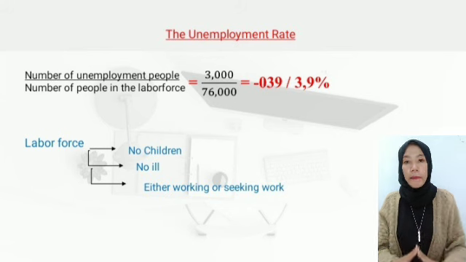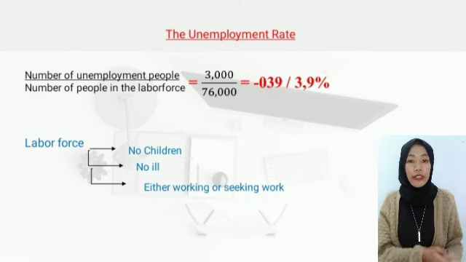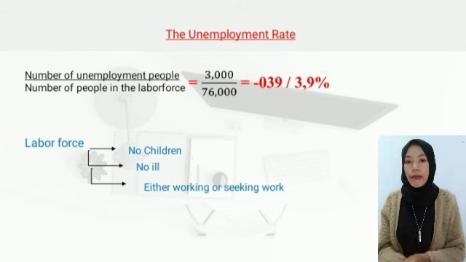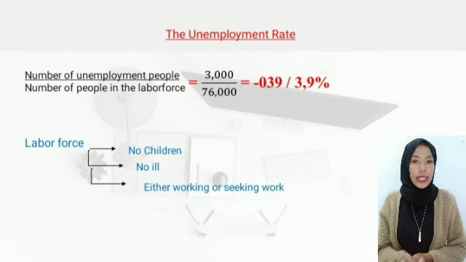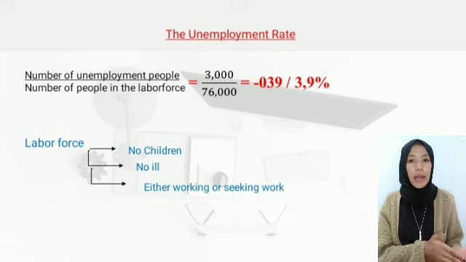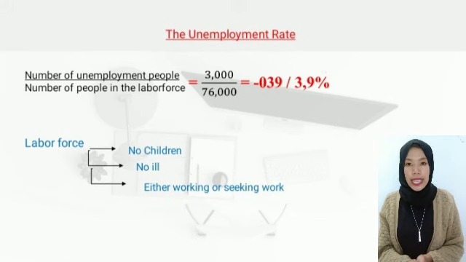The last discussion is the unemployment rate. The unemployment rate is the number of unemployed people divided by the number of people in the labor force. The number of unemployed people is 3,000 and the number of people in the labor force is 76,000. So 3,000 divided by 76,000 is 3.9%. This is the unemployment rate. The characteristics of the labor force are: no children, no youths, either working or seeking work.